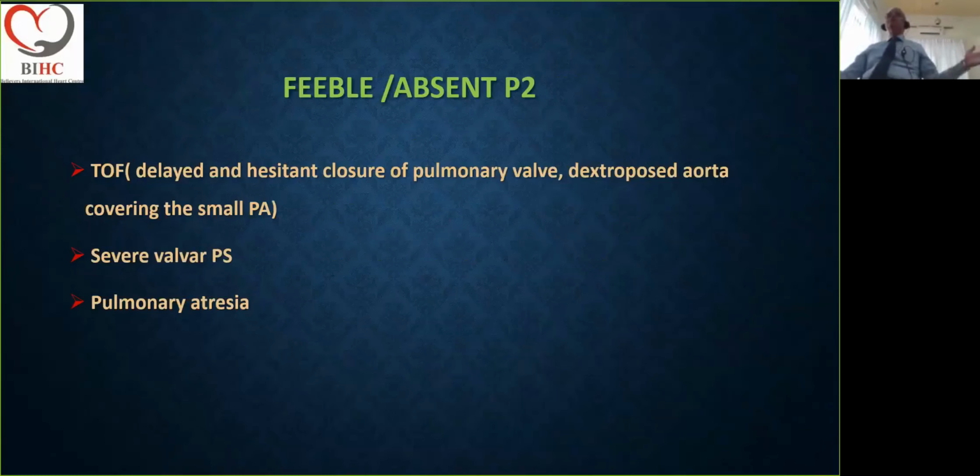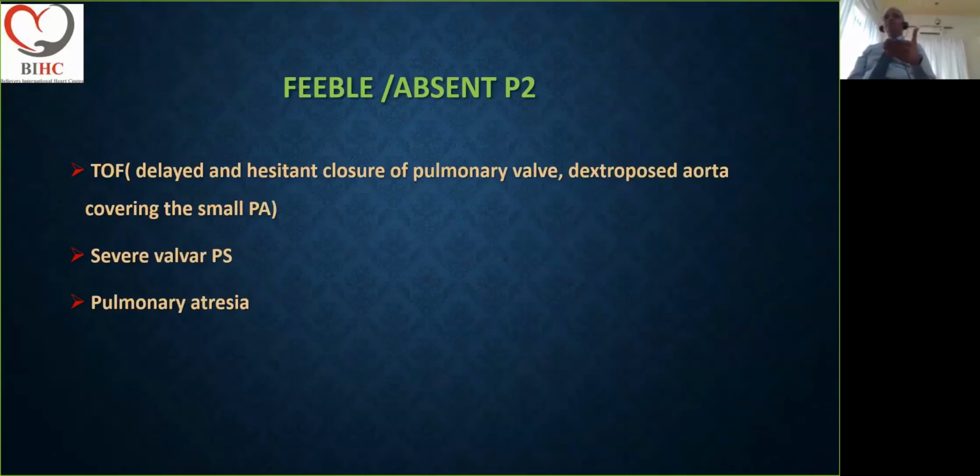Now in diastole, the RV is beginning to relax. Ordinarily, the infundibulum relaxes in sync with the RV cavity. But here, there is a delayed and hesitant closure of the pulmonary valve because the infundibulum relaxes slowly and the pressure there is lower. So the delayed and hesitant closure of the pulmonary valve because of infundibular stenosis is responsible for the dull P2.